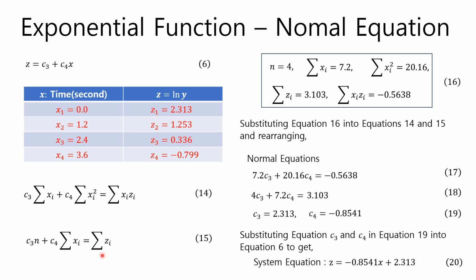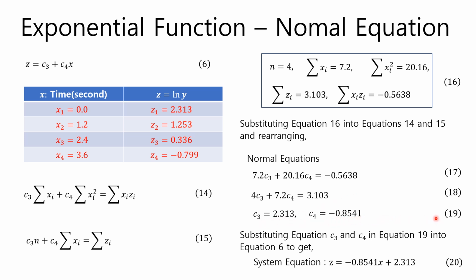If you calculate the sigma function in equation 14 and equation 15 using the values in the table shown on the upper left, you can obtain the result in equation 16. By substituting the result of equation 16 into equation 14 and equation 15 and organizing, we can obtain normal equations equation 17 and equation 18. From these two normal equations, the coefficients C3 and C4 can be calculated as equation 19.